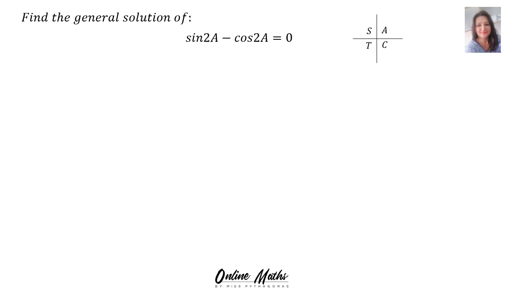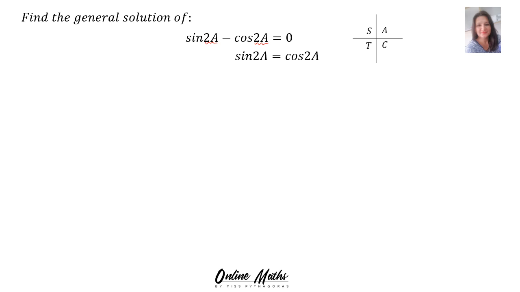Let's do another example. Find the general solution of sin 2a minus cos 2a is equal to 0. And now you will say, but where are the numbers? It works like this. It's very important, and this is a specific sum, and I'm very sure you're going to see this one again. Can you see there's a 2a, the angle, and the angle is 2a.